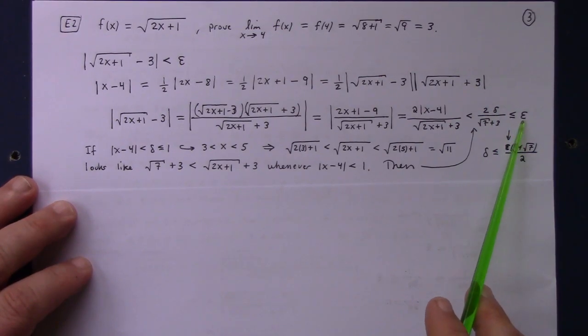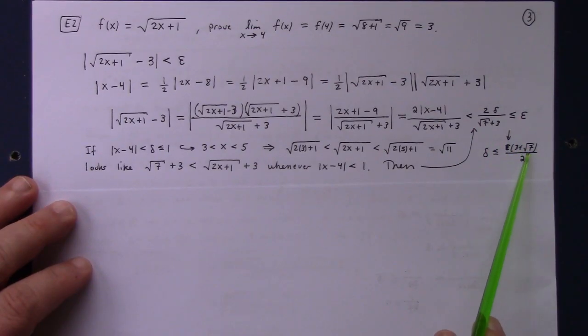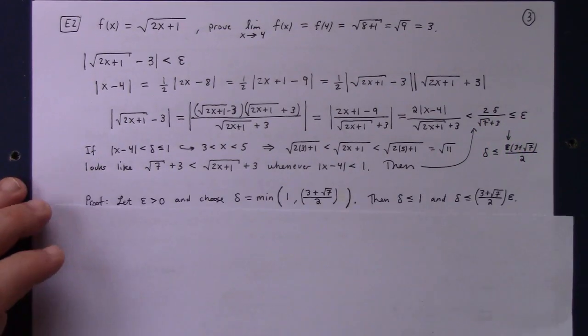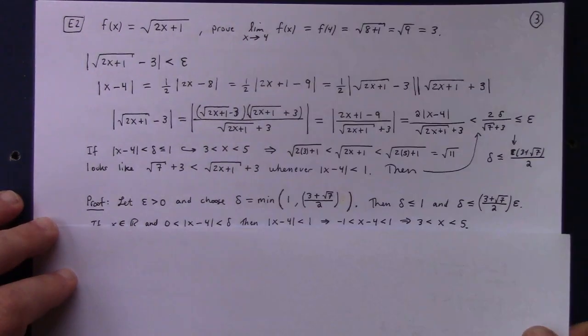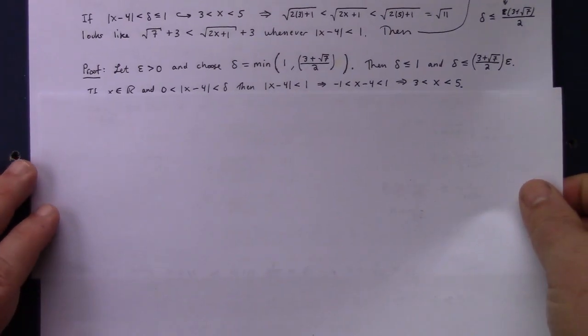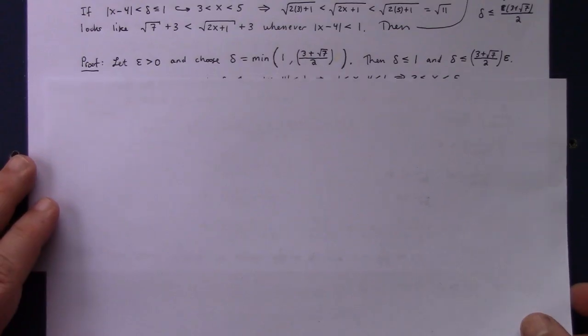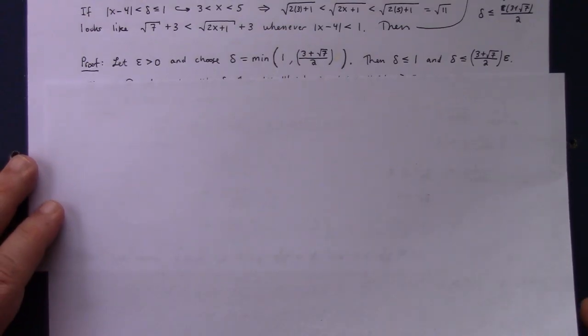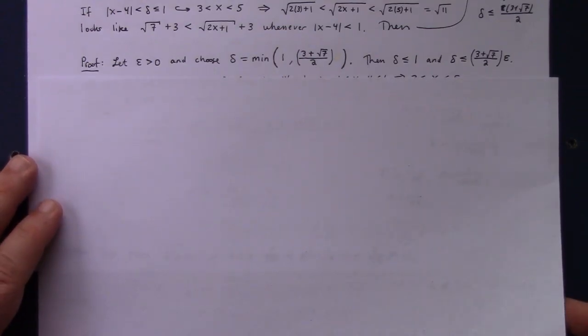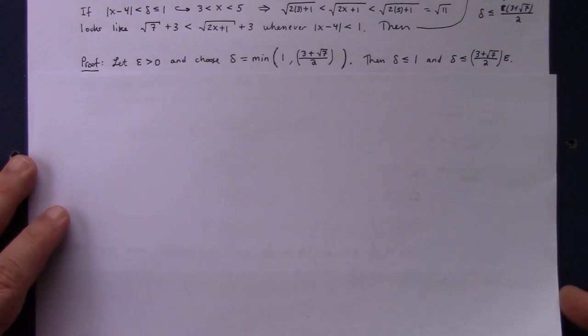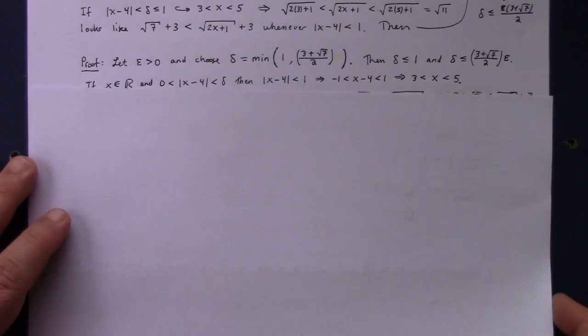So that's less than or equal to, if I want that to be less than or equal to epsilon, that suggests I should make delta equal to epsilon times 3 plus root 7 over 2. All right, so now we're ready for the proof. Let's do it. Let epsilon be greater than 0, and choose delta equal to the minimum of 3 plus root 7 over 2, and 1. Delta is less than or equal to 1, and delta is less than or equal to 3 plus root 7 epsilon over 2.